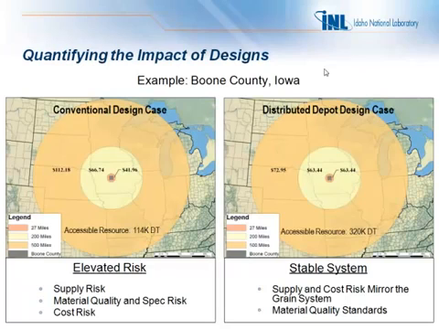So in summary, with the conventional design, we have additional risk due to resource availability, uncertainties with material quality and specifications, and cost and variability with the cost. And the depot design system provides us a more stable system where supply and cost risks mirror the grain commodity system, and we have material quality standards in place.